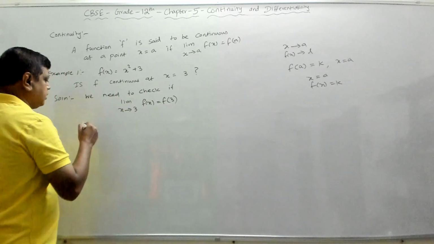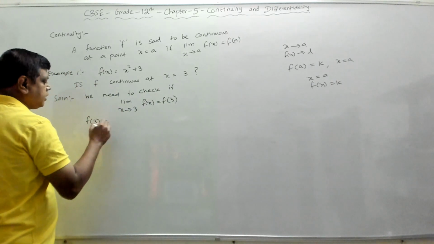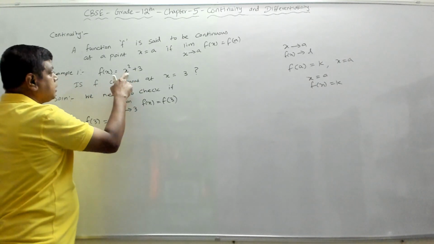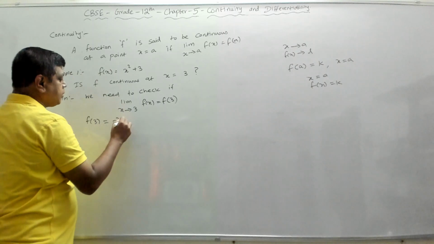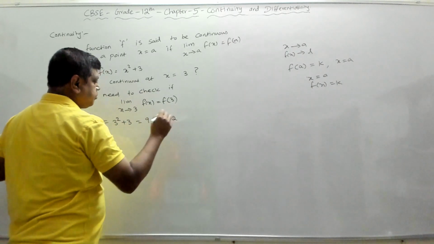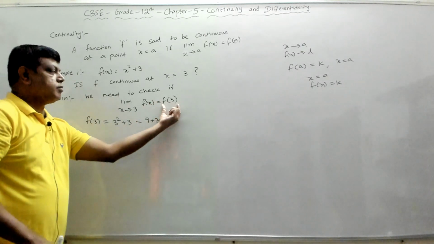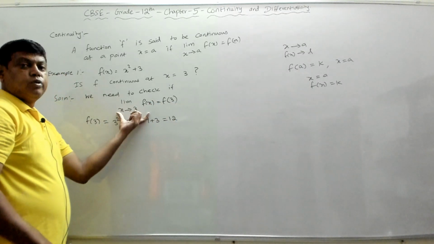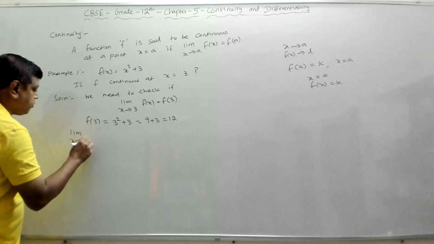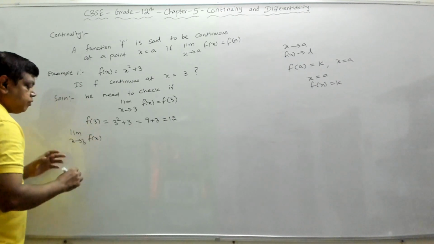Now let's find the function value first. What is f of 3? That is easy to find. f of x is x square plus 3. f of 3 will be, in the place of x I put 3, so it is 3 square plus 3. 3 square is 9, 9 plus 3 is 12. So that is my f of 3. Now let's find the limit as x goes to 3 of f of x. Here we can directly find the limit.